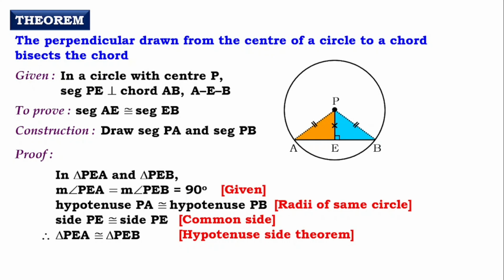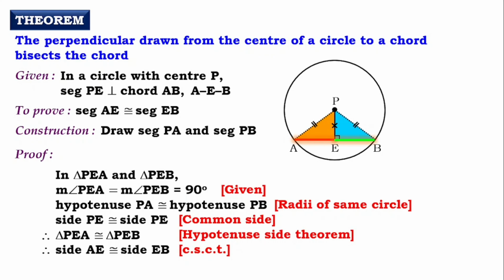Now I have proved that triangle PEA is congruent to triangle PEB. Now see what happens. Therefore I can say that AE is congruent to EB. Yes or no? Because I have already proved that the two triangles are congruent. Side AE is congruent to side EB. Reason: CSCT, corresponding sides of congruent triangles.